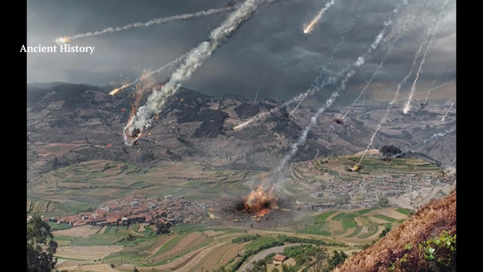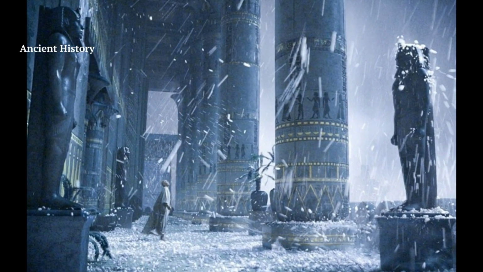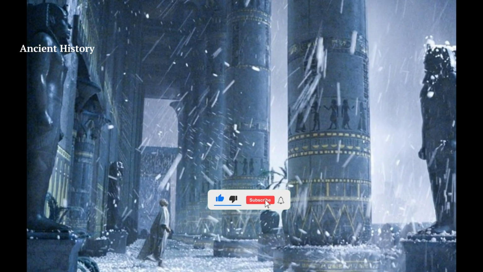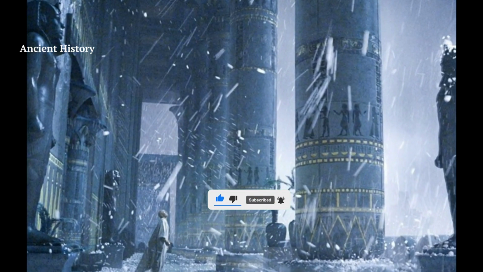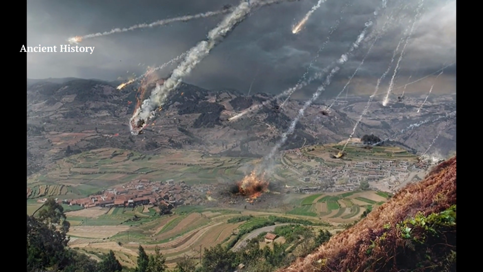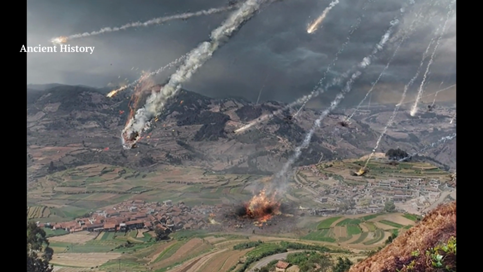The seventh plague was hail, when the Lord said to Moses, "Stretch out your hand toward heaven, that there may be hail in all the land of Egypt, on man, on the beast, and every herb of the field, throughout the land of Egypt." And Moses stretched out his rod toward heaven, and the Lord sent thunder and hail, and fire darted to the ground. And the Lord rained hail on the land of Egypt.